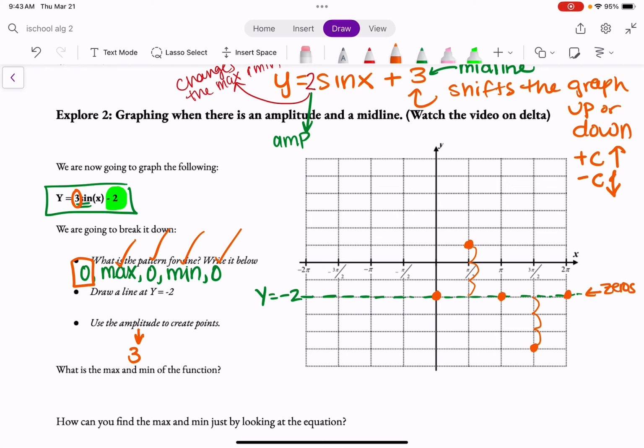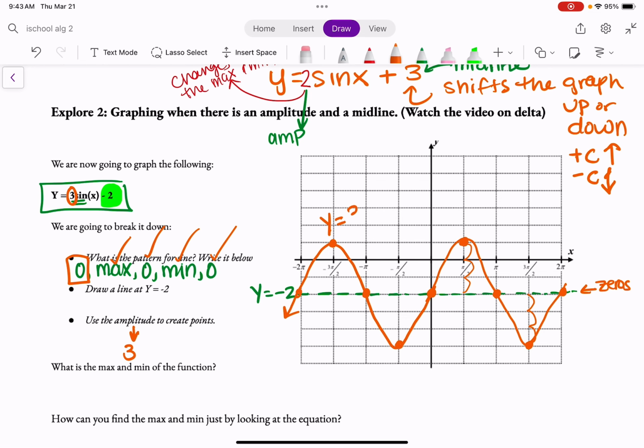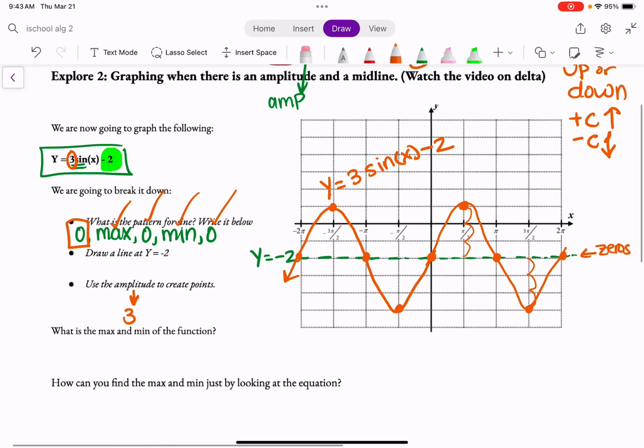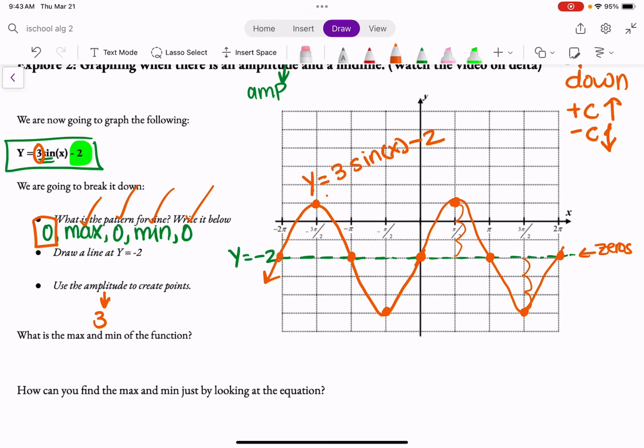Now I can just extend this, right? So if I connect this, I have this, and then I can just extend this here. So I have a min, 0, max, 0, like this. And so this is now the graph of y equals 3 sine x minus 2. Okay? So if you notice, my max is now at 1. So my max equals 1, and my min is right here. So that's -1, -2, -3, -4, -5, right?